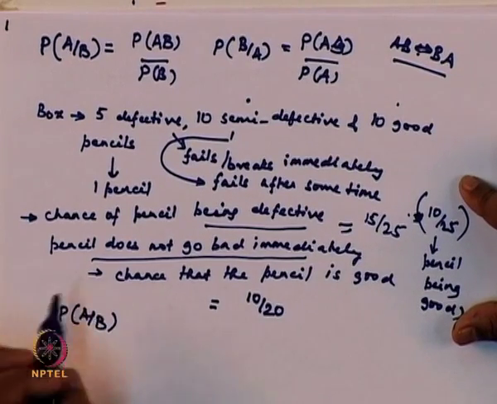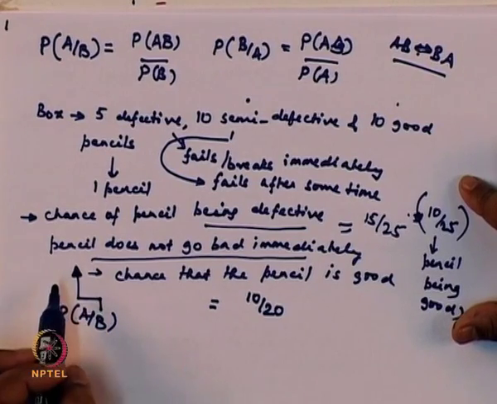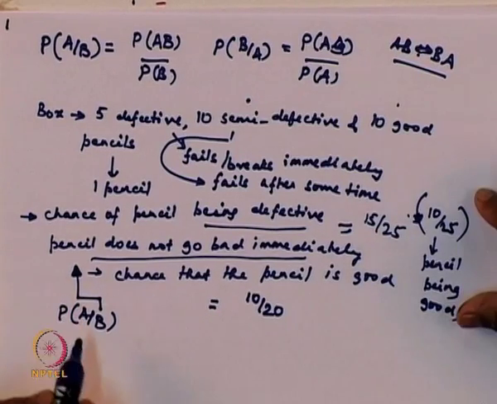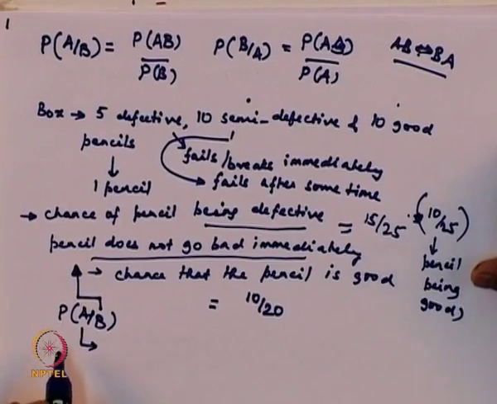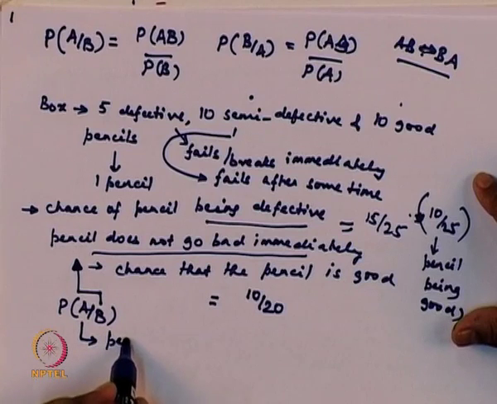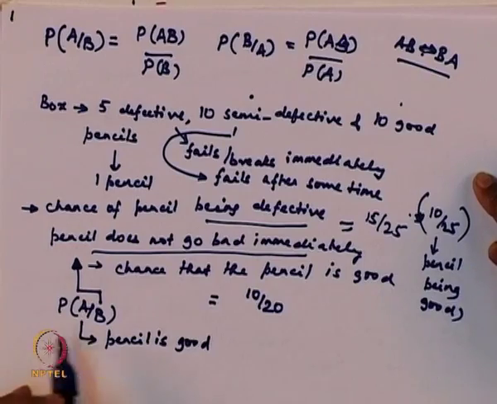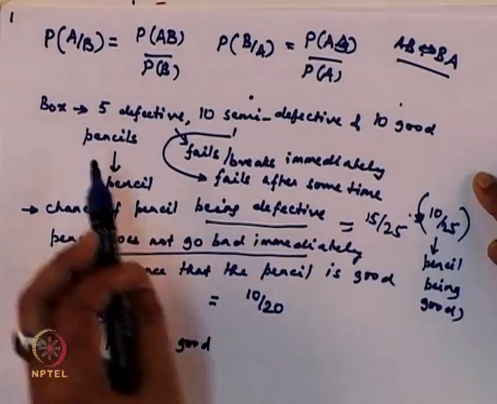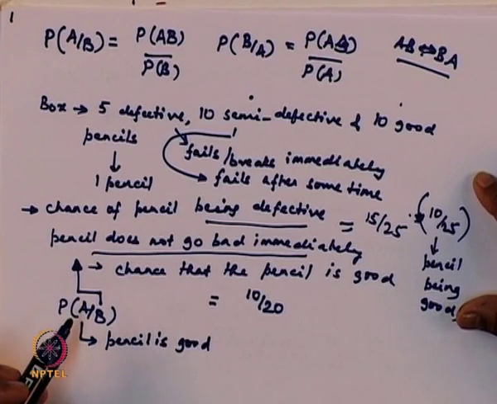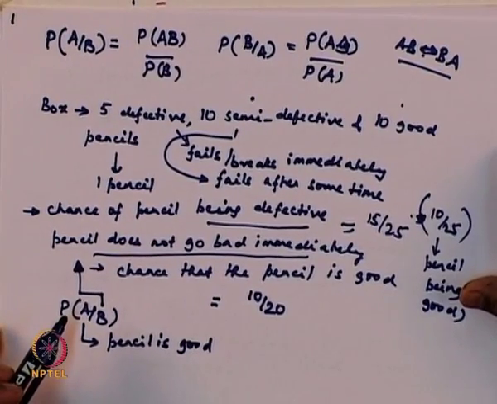So, this clause B is essentially the event that the pencil does not go bad immediately, okay, and A is the event that the pencil chosen is good. Okay. So, probability of A is 10 by 25, but probability of A given B is probability of AB by probability of B. Okay. So, then I have a different choice.